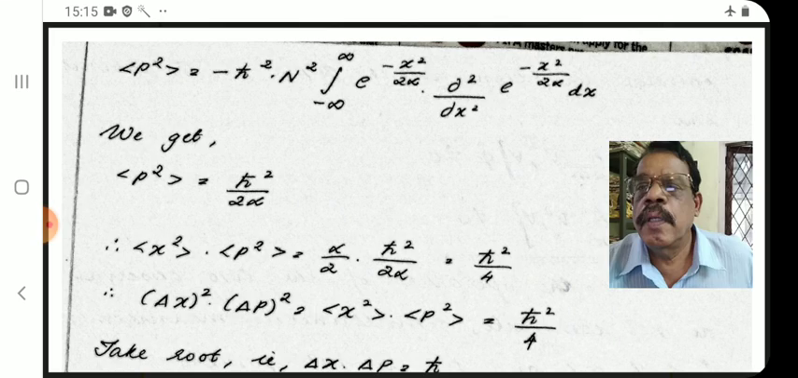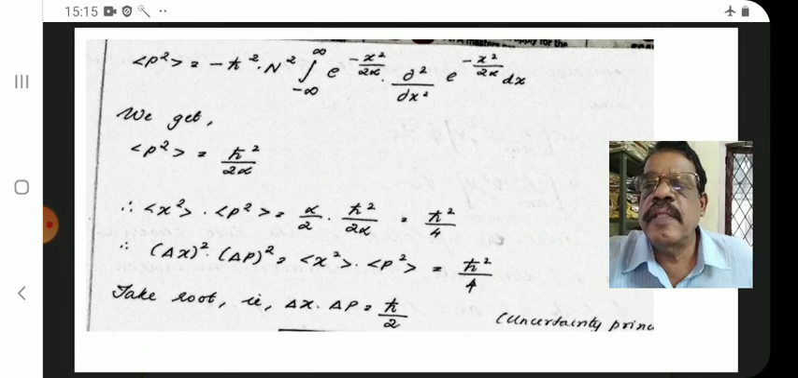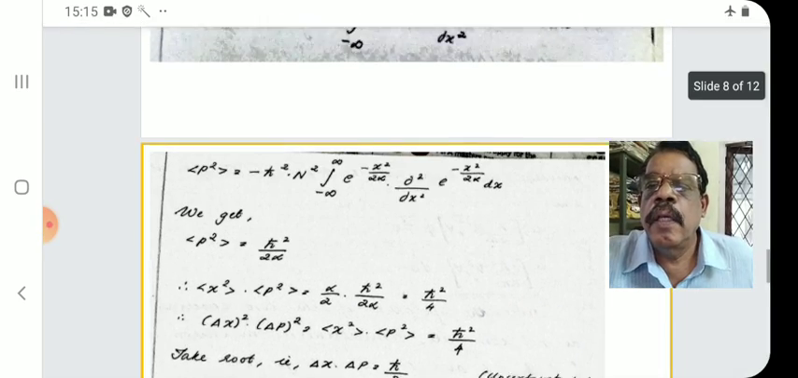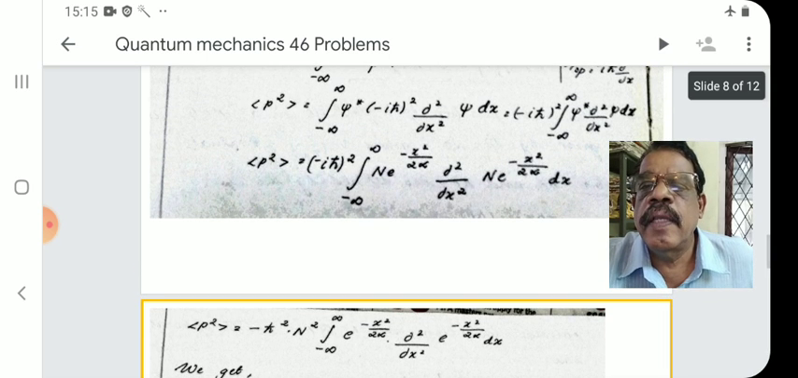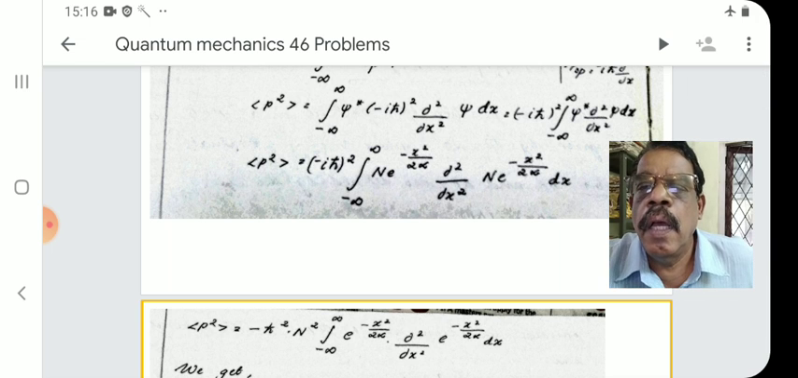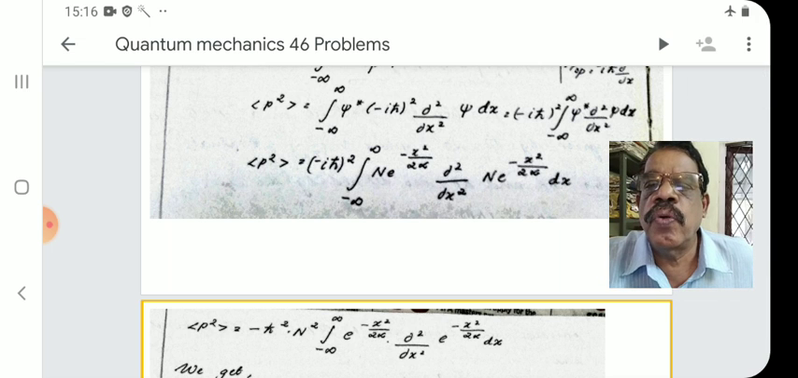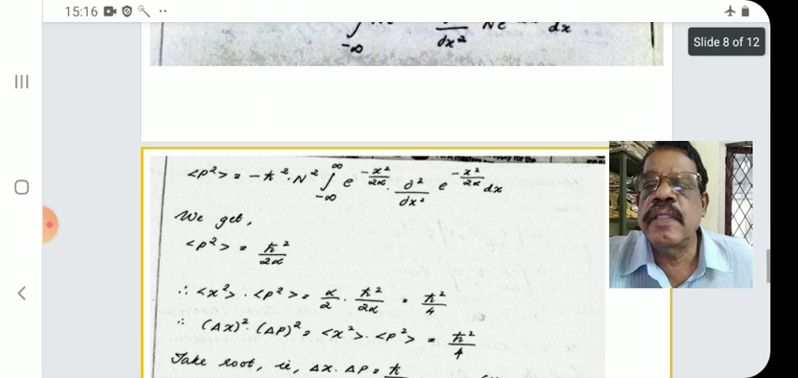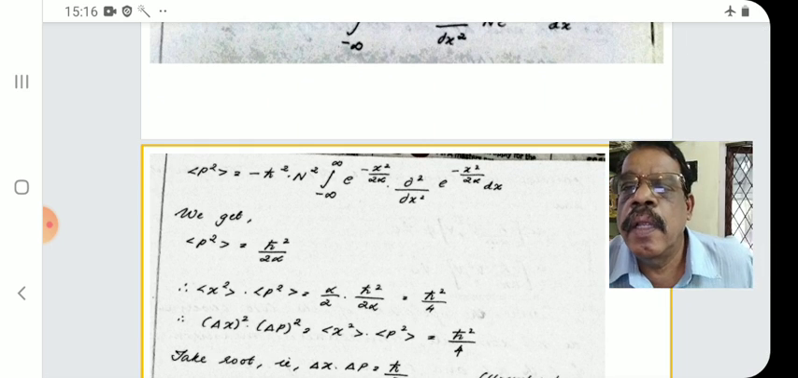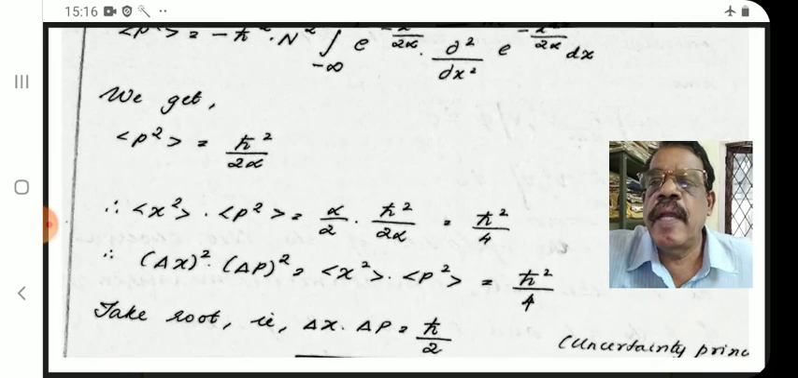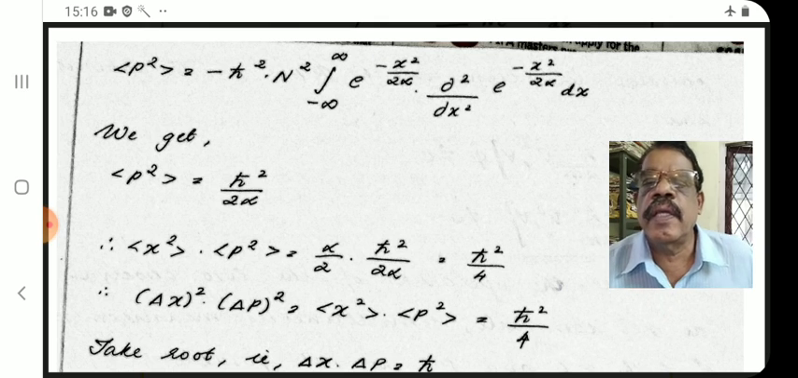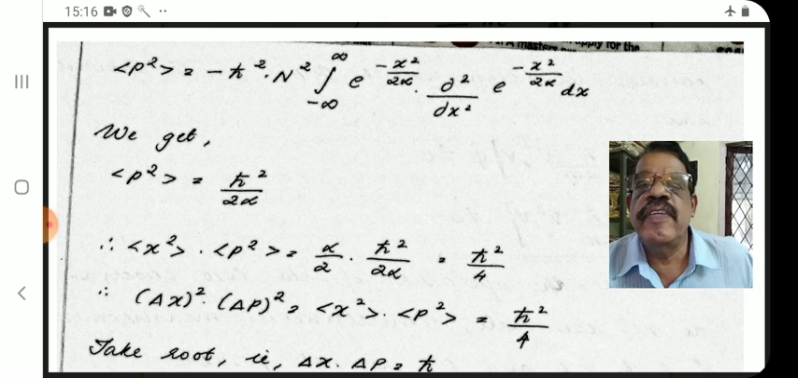That is, p square expectation is minus h cut square, you here it is minus i h cut whole square, that is plus i square h cut square, that is minus h cut square plus i square, which is minus 1. That is h minus h cut square n square integral minus infinity to plus infinity e raised to minus x square by 2 alpha, dou square by dou x square of e raised to minus x square by 2 alpha dx.